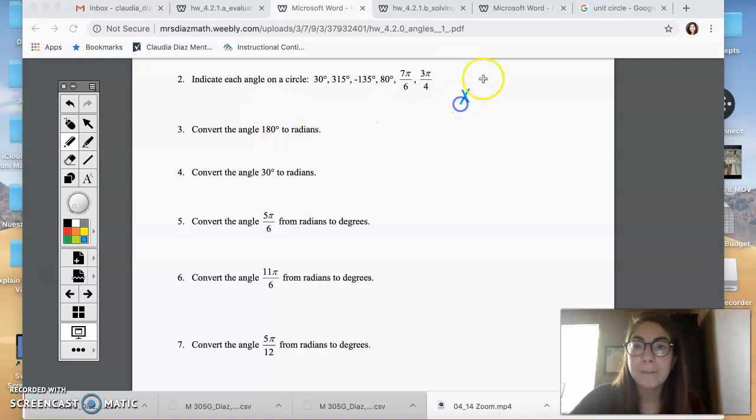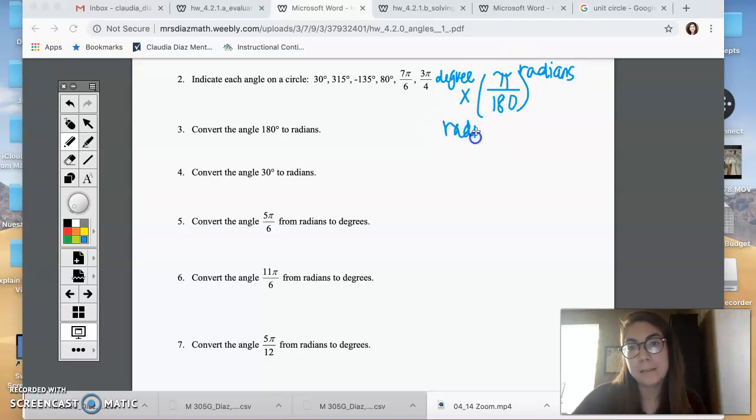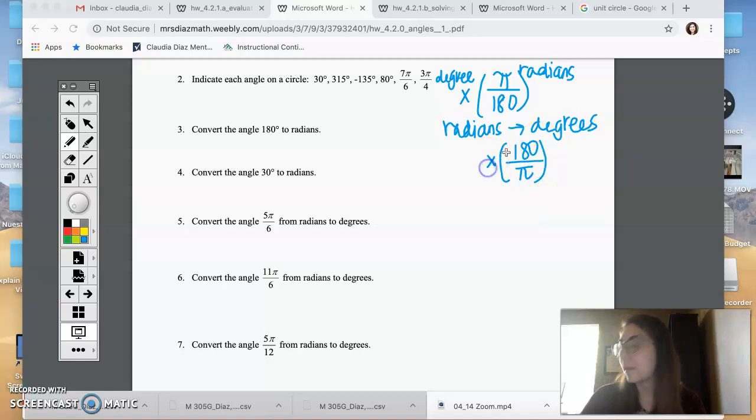So remember, you have to remember this formula. Multiply by pi over 180. This is if you're going from degrees to radians. Okay, if you're going the other way from radians to degrees, well, then you're just going to take the reciprocal of that formula, which is 180 over pi. Okay, and we're doing this without the calculator.